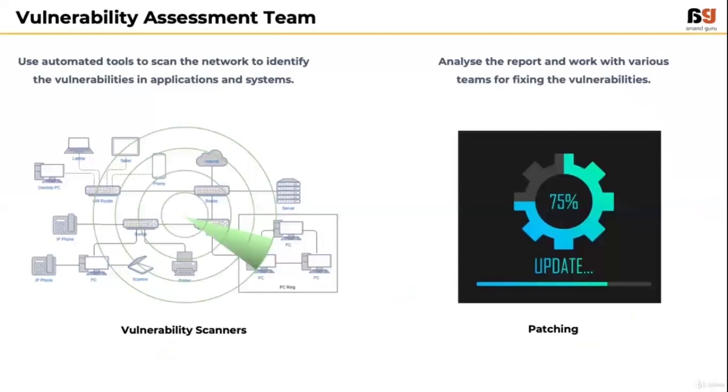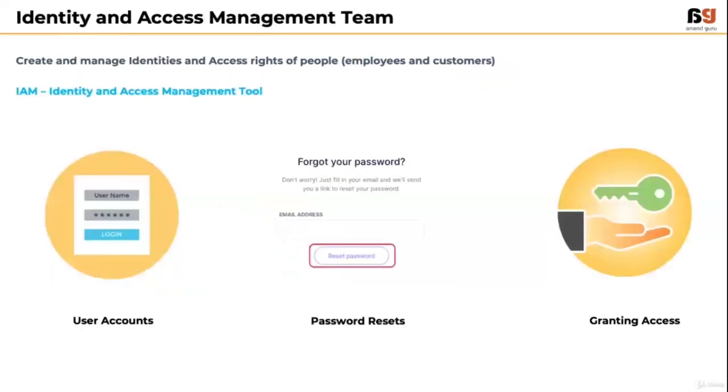The vulnerability assessment team, these guys use automated tools to scan the network to identify vulnerabilities in applications and in systems. When they find loopholes, just like we said last week, loopholes which are vulnerabilities, they patch them up. They analyze the reports and work with various teams to fix the vulnerabilities. And when they fix it, they use a code word called patching. You see, when they say that your software is updating, it's actually patching. That's what it means.